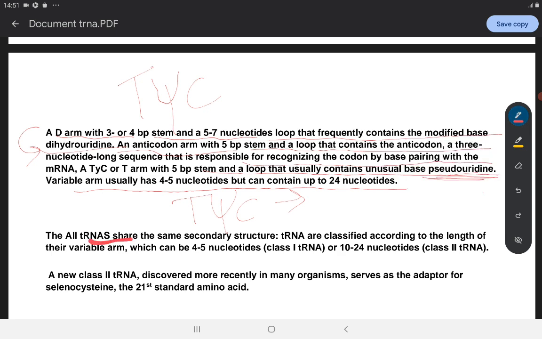Now all tRNAs share the same secondary structure. tRNA is classified according to the length of their variable arm, which can be 4 to 5 nucleotides, class 1 tRNA, or 10 to 24 nucleotides, class 2 tRNA. So there are 2 classes of tRNA, right?